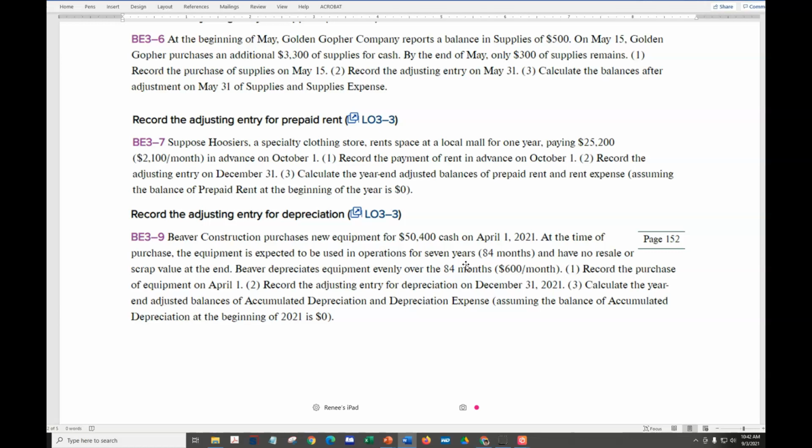That last statement becomes important in a later chapter when we have an entire chapter on depreciation. So we're just going to do basic stuff right now. They depreciate equipment evenly over the 84 months at $600 a month. So in other words, $50,400 divided by $600 a month is how they're going to depreciate or expense that equipment. We're asked to record the purchase of the equipment on April 1st and the adjusting entry for depreciation on December 31st.